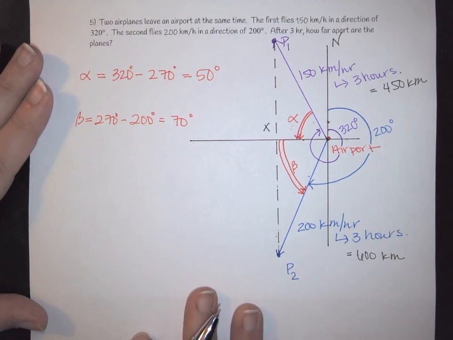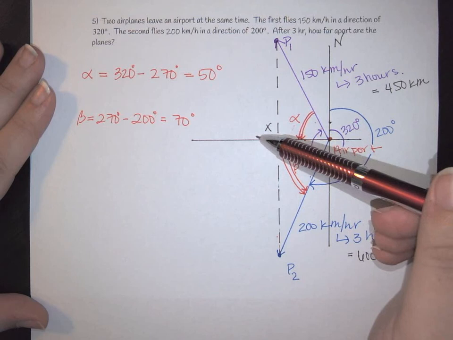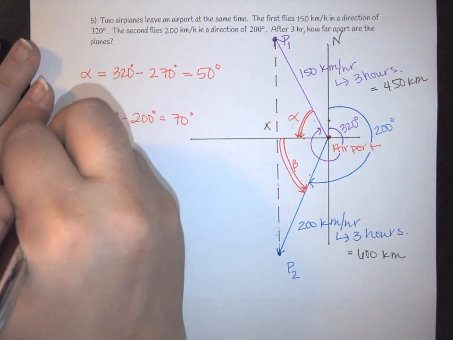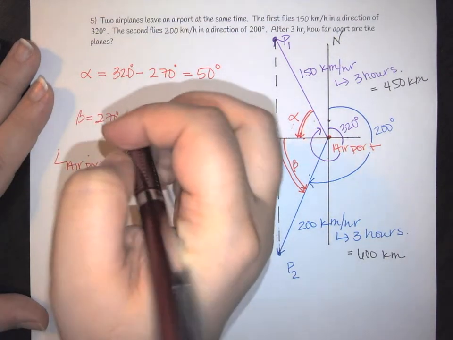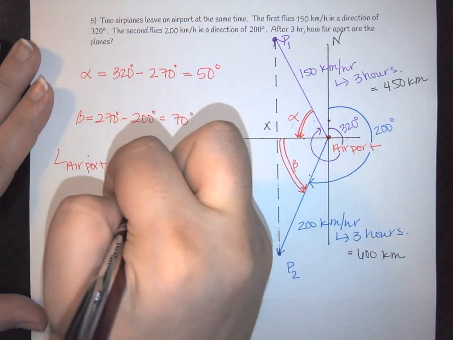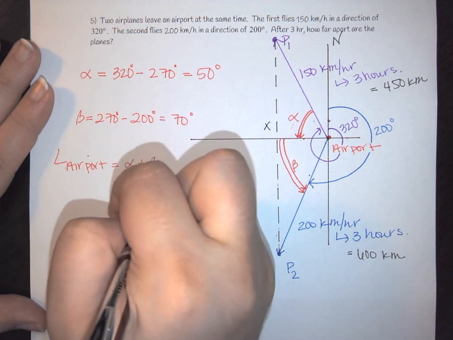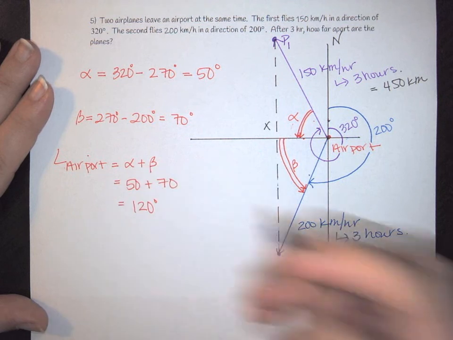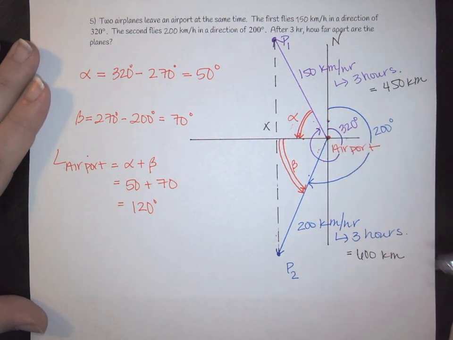So what I have is 2 known sides, a missing side, and I know the included angle. If we look at the angle at the airport, that is going to be my alpha plus beta. So in this case, it's 50 plus my 70, which equals 120 degrees. So this whole angle right here that's missing is 120 degrees.